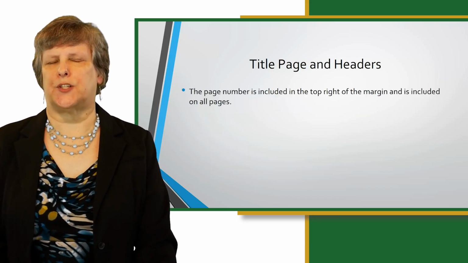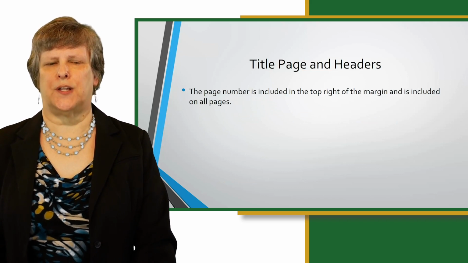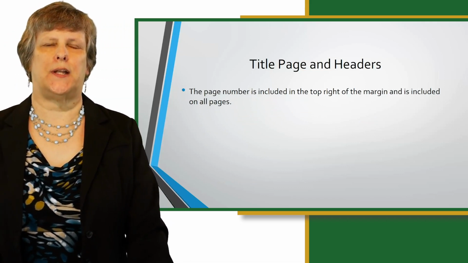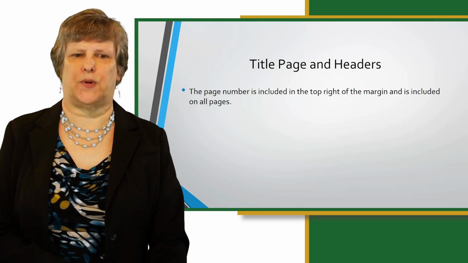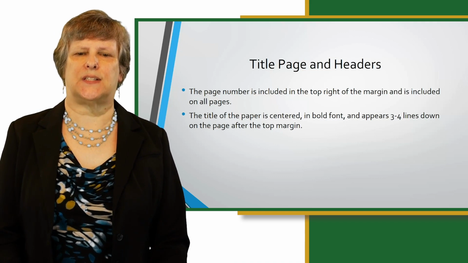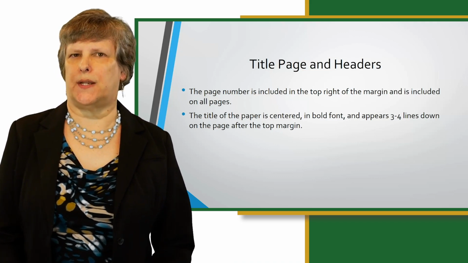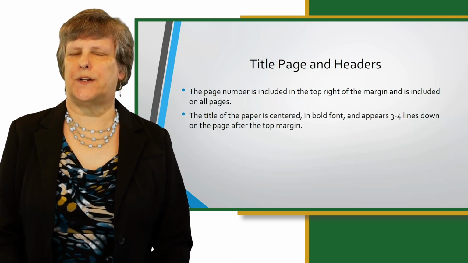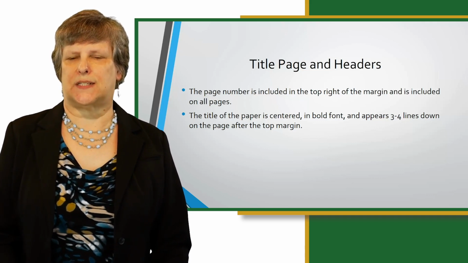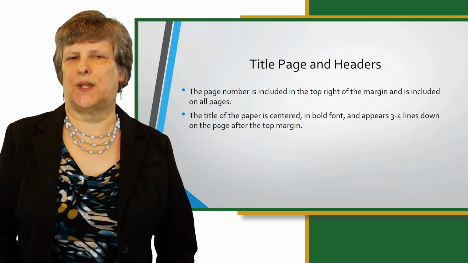The page number is included in the top right margin, and it is included on all pages. So you start with page 1 and you go to whatever the last page number is. The title of the page is centered, it's bold, and here is something different. It's 3 to 4 lines down after the top margin. We decided not to make it exactly 3 or exactly 4.